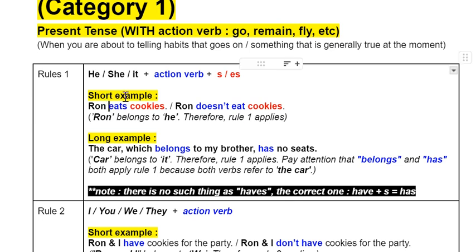I provided you with a short example and a long example. Short example, Ron is he, right? Ron is he. So Ron eats. Why eats? It plus s, eats cookies.